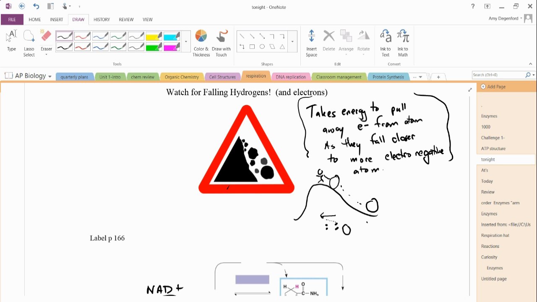What you're going to notice in our equation is that as the electrons are taken away and stripped, as we go from glucose to carbon dioxide, we're going to see that shift in energy. So keep that in mind. Watch for falling hydrogens and electrons.